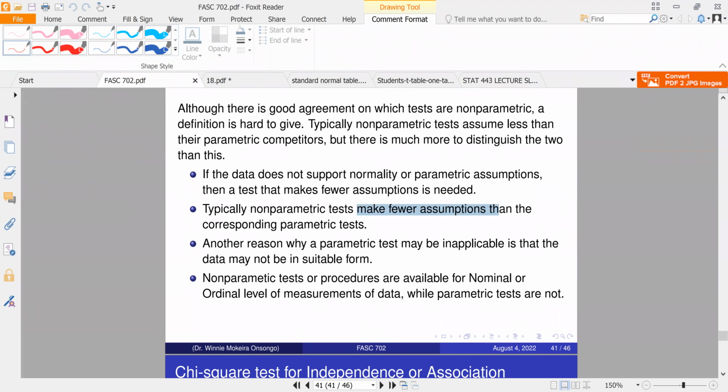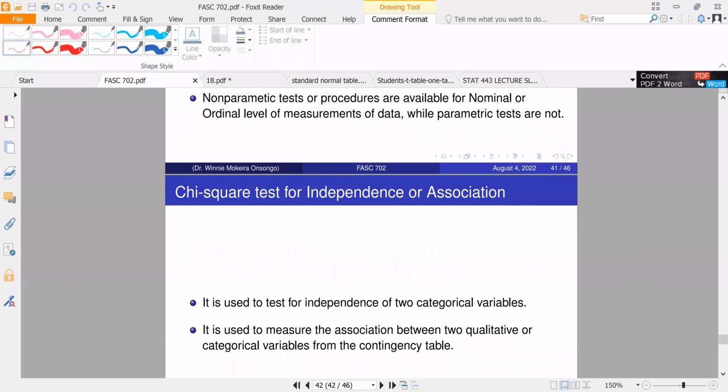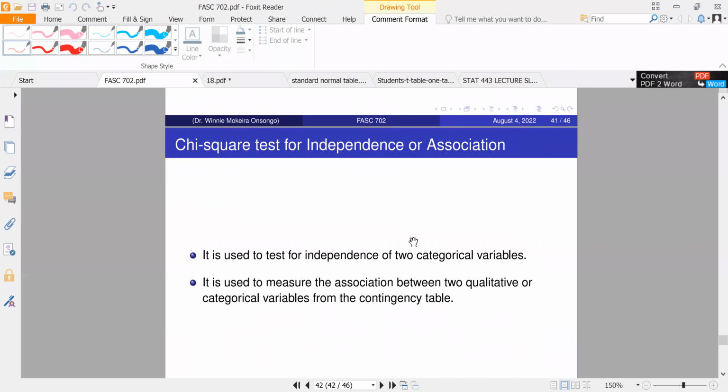Those are the main reasons or circumstances under which you can use non-parametric tests in your data analysis. So we have a number of non-parametric tests. The first one is the chi-square test for independence or association.